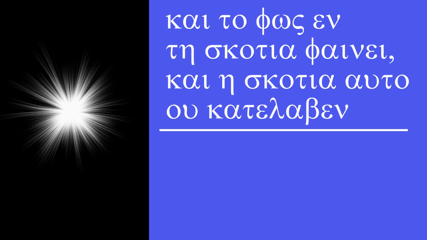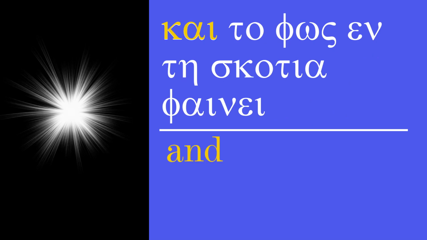Let's start by looking at the familiar. You may recognize some of these words. We have seen ke, to, phos, en, ti, and auphto. So we already have a good start on this verse. Let's take a closer look at the first sentence. We know the first word, ke, is and.